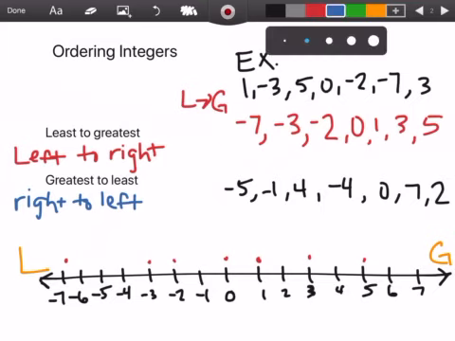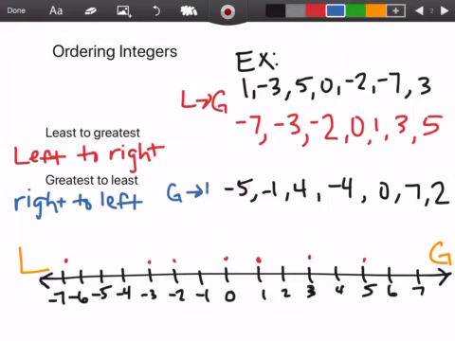All right, for the second group, let's go greatest to least. So we're going to go right to left this time. We're going to move backwards. Again, I'm going to put a dot on my number line for these. So -5, -1, +4, -4, 0, 7, and 2.